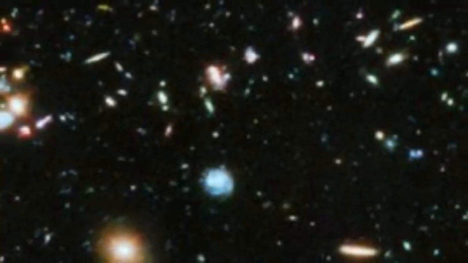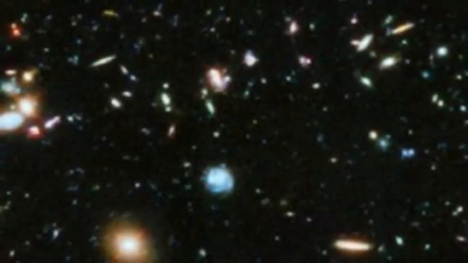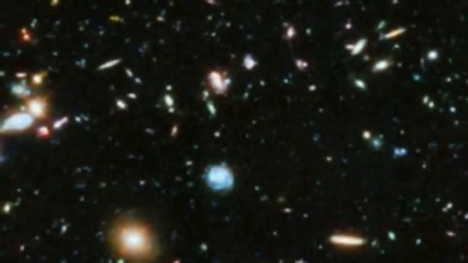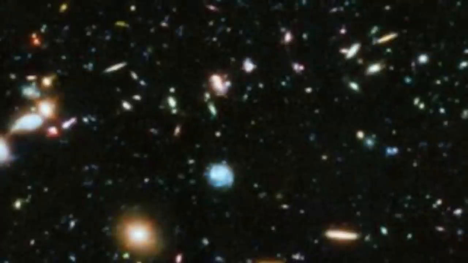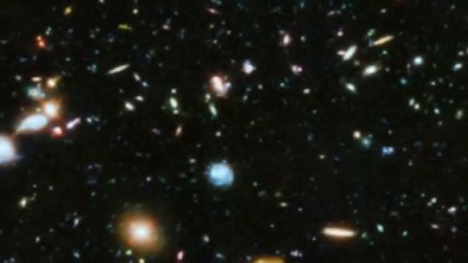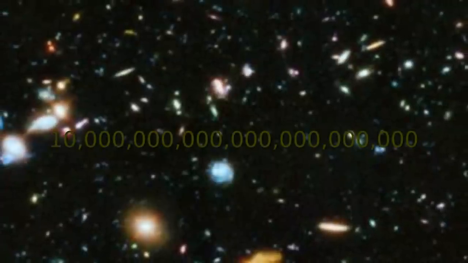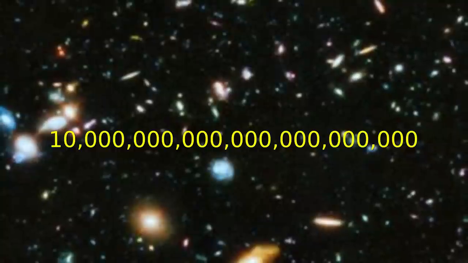Could Earth be the only civilization in the observable universe? This requires the probability of a star system producing intelligent life to be extremely low, on the order of 1 out of 10 to the power of 22. That's 1 in 10 billion trillion, or 1 followed by 22 zeros. To appreciate the magnitude of this number, it helps to see it written out, 1 in 10 sextillion.